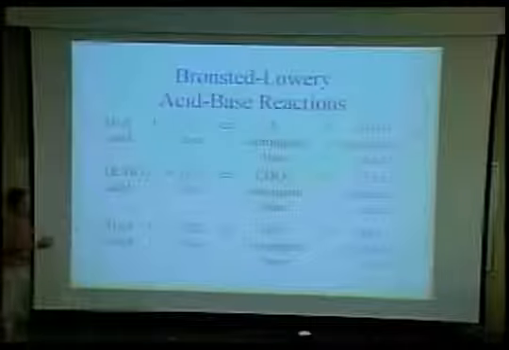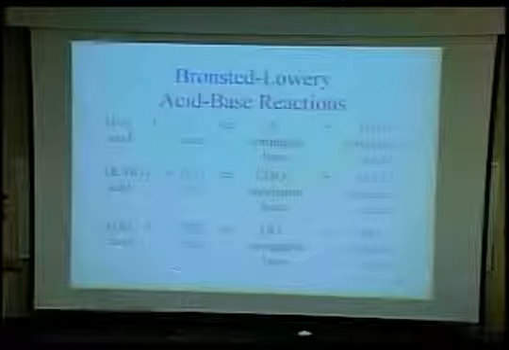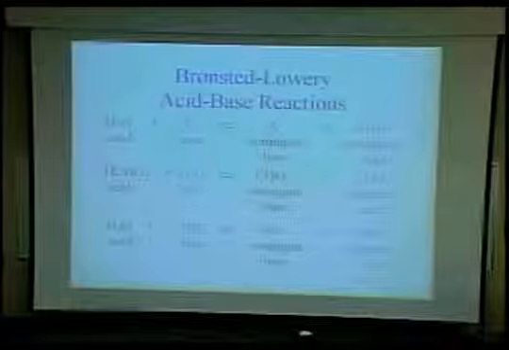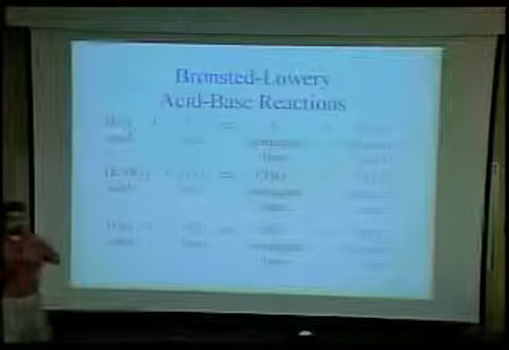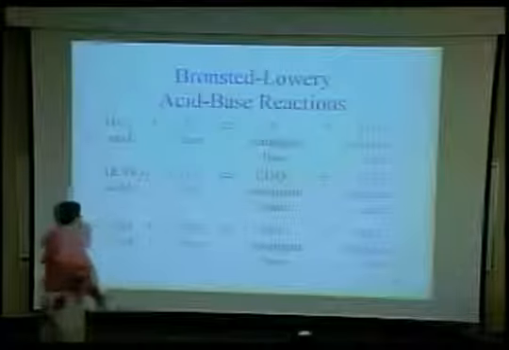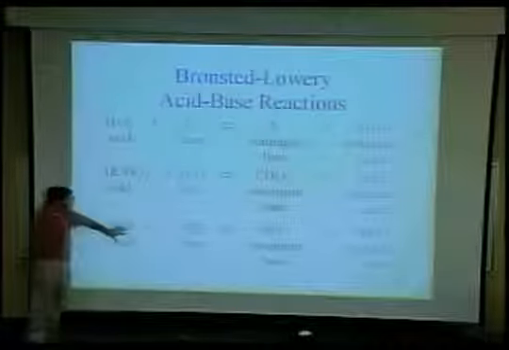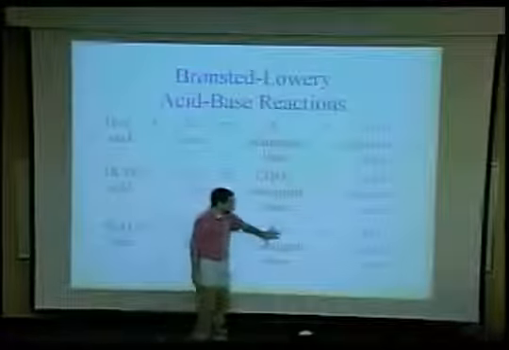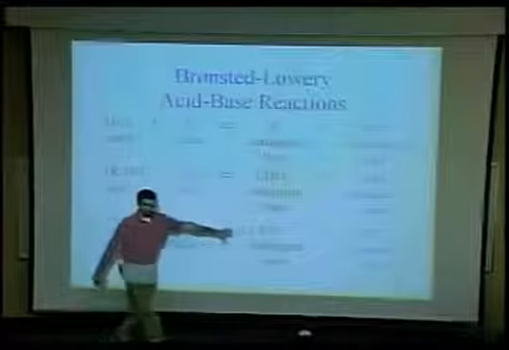So you should be able to look at an equation, let's look at this one down here, and figure out your pairs. You should be able to label the acid, the base, the conjugate acid, and the conjugate base. So let's look here. We've got water and ammonia, and according to our reaction, we get hydroxide ions and ammonium ions out of this.